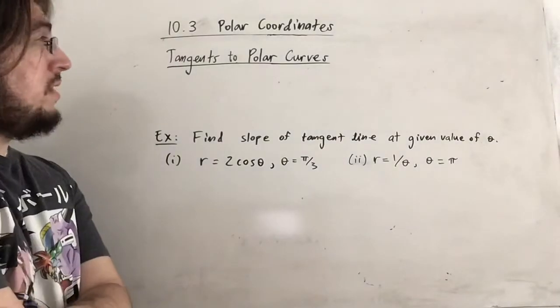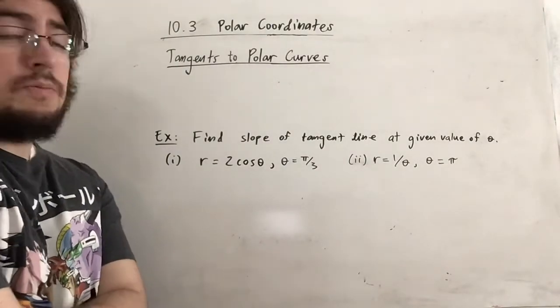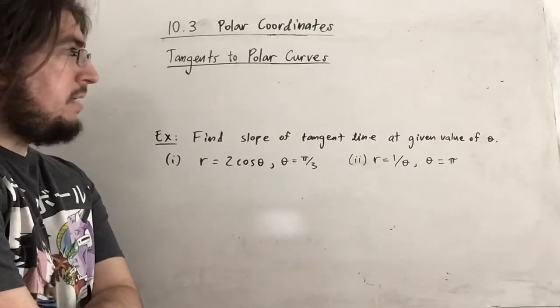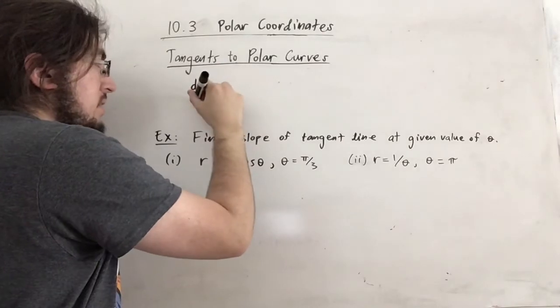All right, so finally for the calculus of polar coordinates, we're going to take a look at tangents to polar curves. And really what we want to find for tangents, remember, is just dy over dx.